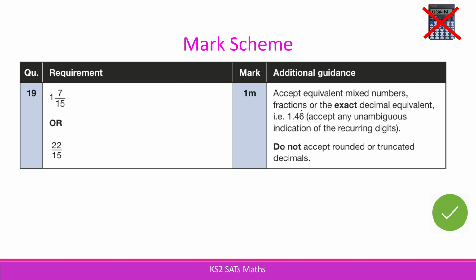The mark scheme on this question shows the answers 1 whole 1 and 7 over 15 or 22 over 15. Either of those answers are acceptable for the 1M, which is the one method mark. I would get used to writing your answer as a mixed fraction because that will help you for GCSE when you go on higher level maths. The 22 over 15 is the easiest way to get the mark.